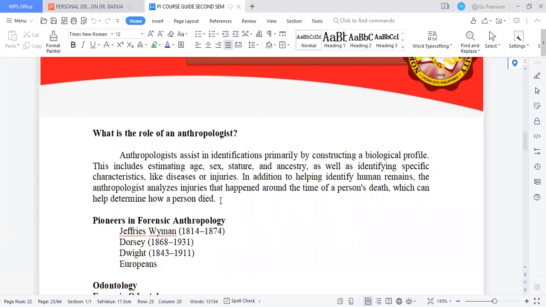So accordingly, we have here the detail about who is an anthropologist. The main function of an anthropologist is that they have to establish the biological profile. So it's based on the big four of BI that we happen to encounter in the previous discussion, which refers to age, sex, stature, and ancestry. They would also provide for the specific characteristics that could be observed or present on the body of an individual.